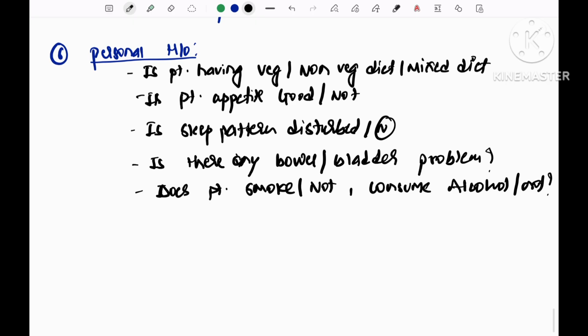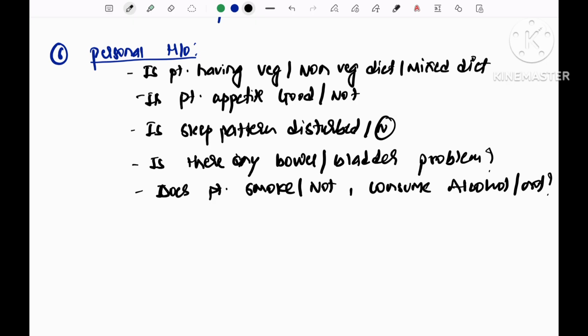So starting with the personal history, how will we present that? We will present like this: the patient is having good appetite and eats a mixed diet, his sleep pattern is normal, there is no bowel or bladder complaint, bowel and bladder are normal, and the patient does not smoke and does not consume alcohol. In this way a normal patient is presented.